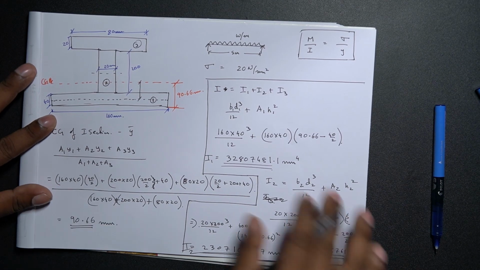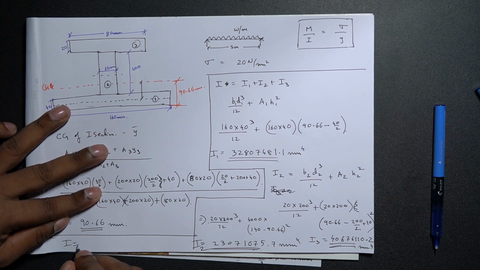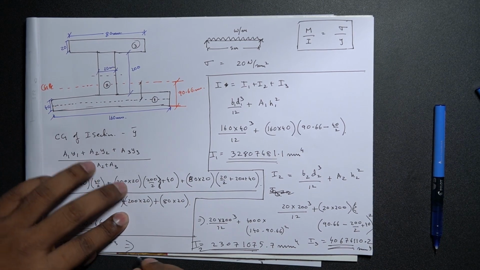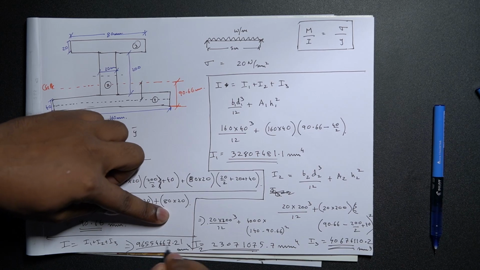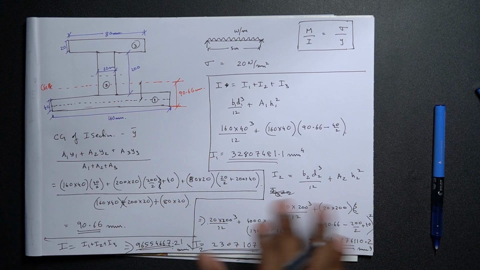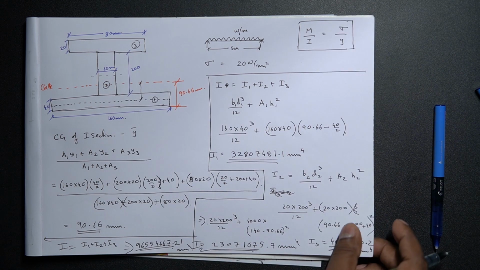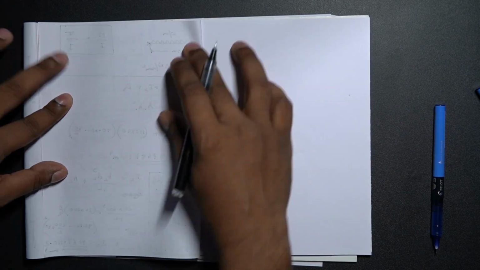Now we need to combine all these three together in order to get the total I value. I is equal to the summation of I1 plus I2 plus I3. That would give us 9655466.7 mm power 4. This is the total moment of inertia for the entire asymmetrical I section. Now let's continue this problem.